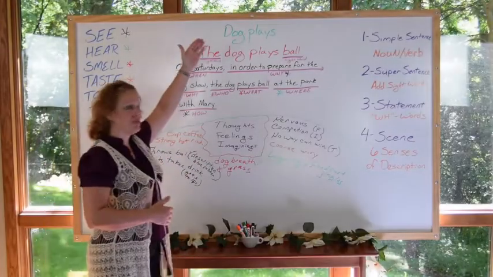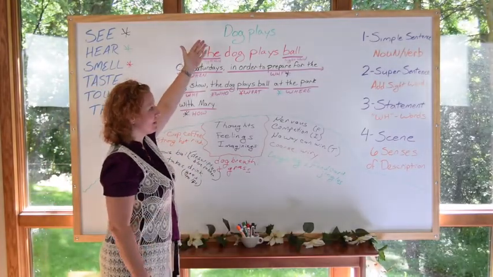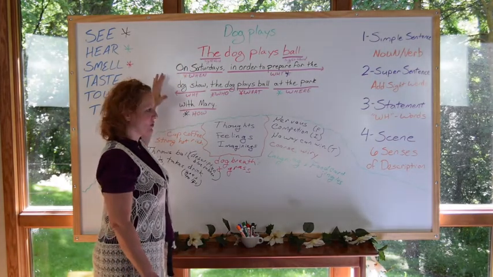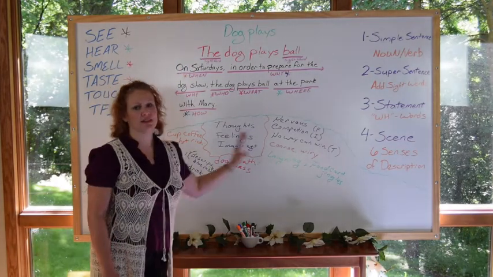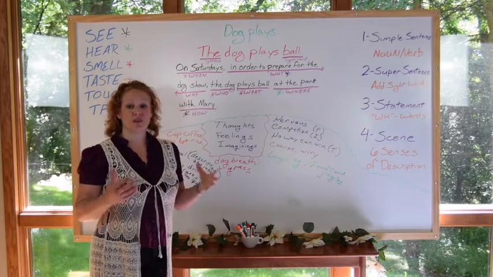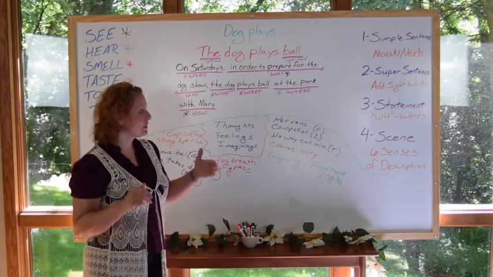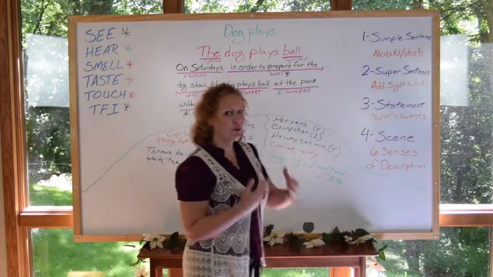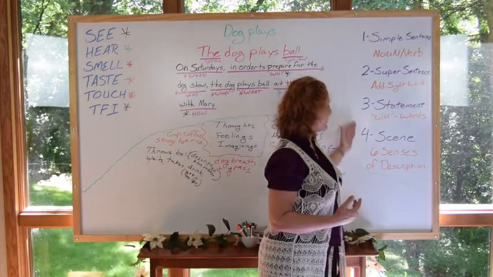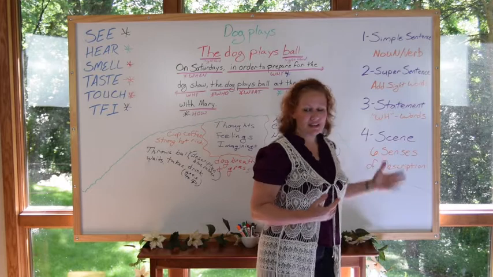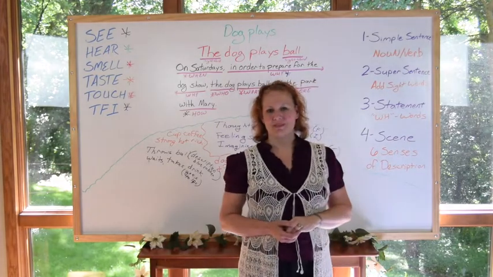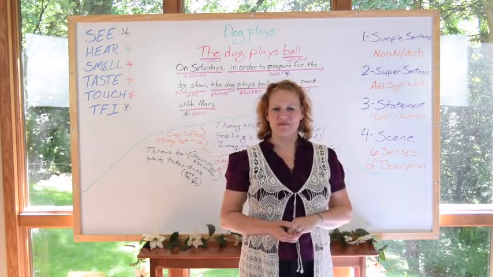From that, what we've done is we've moved from our simple sentence to our super sentence to our statement to our scene. And that's how you bulk with the 6 senses and the 4 S's. What's more is, if you learn to combine and create variety of the 4 types of sentences, that's how you ultimately end up with your story or your book in a month.